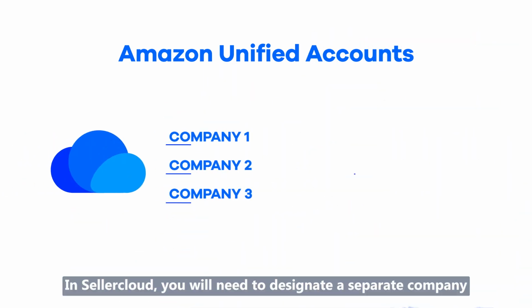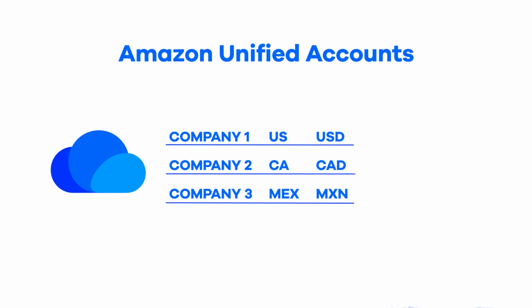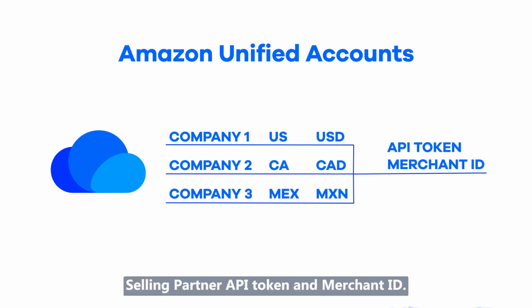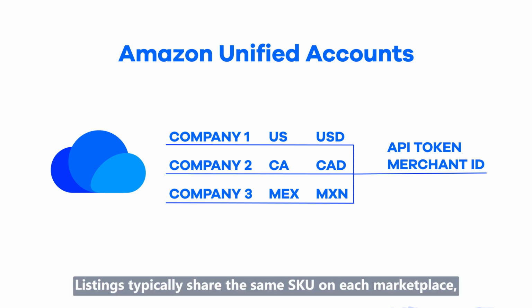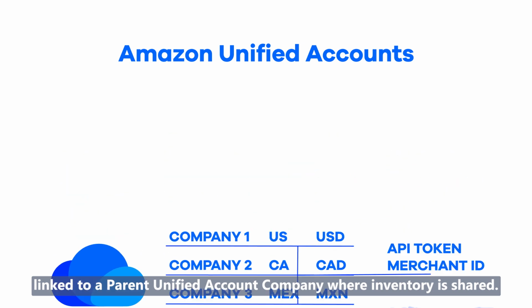In Sellercloud, you will need to designate a separate company for each account to configure the correct country code and currency. However, they will share the same selling partner API token and merchant ID. Listings typically share the same SKU on each marketplace, linked to a parent unified account company where inventory is shared.